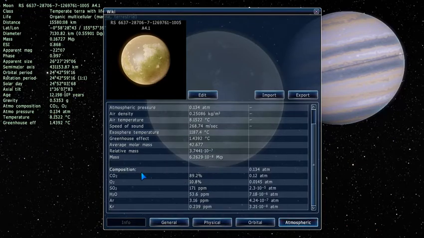Atmospheric: CO2, O2, sulfur dioxide, water, argon, and krypton. Lovely.